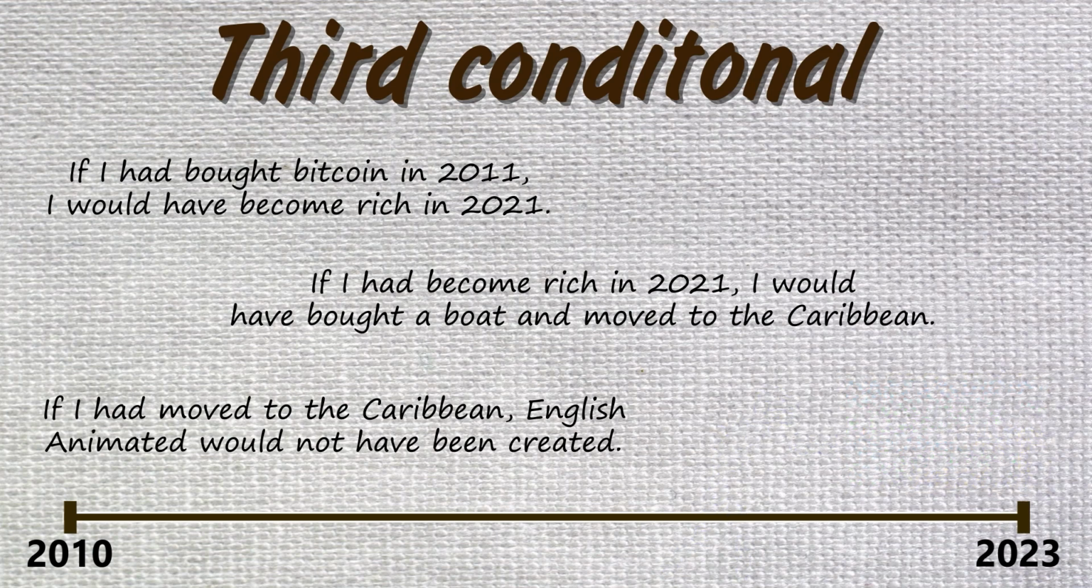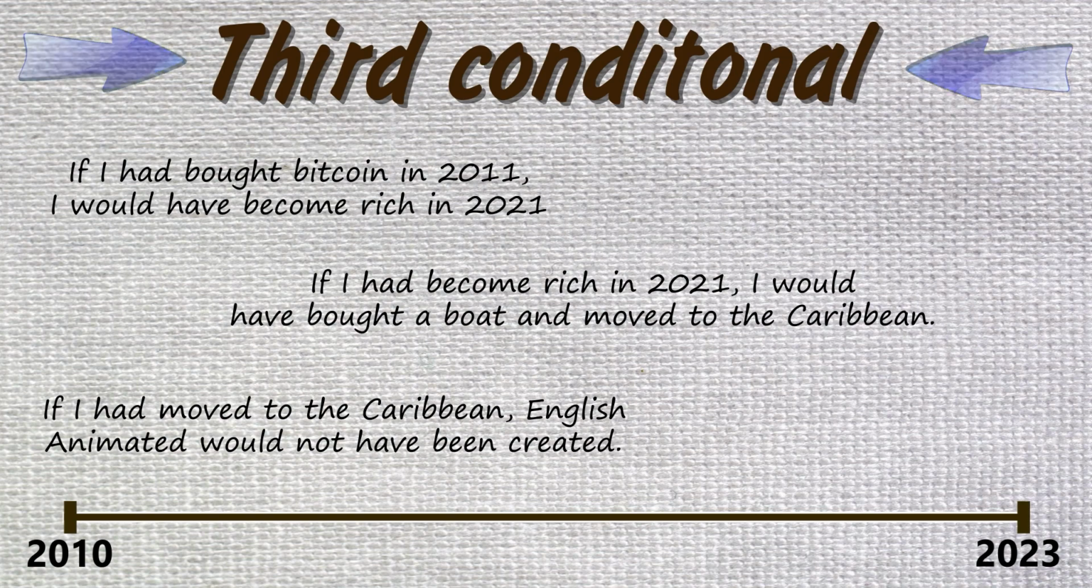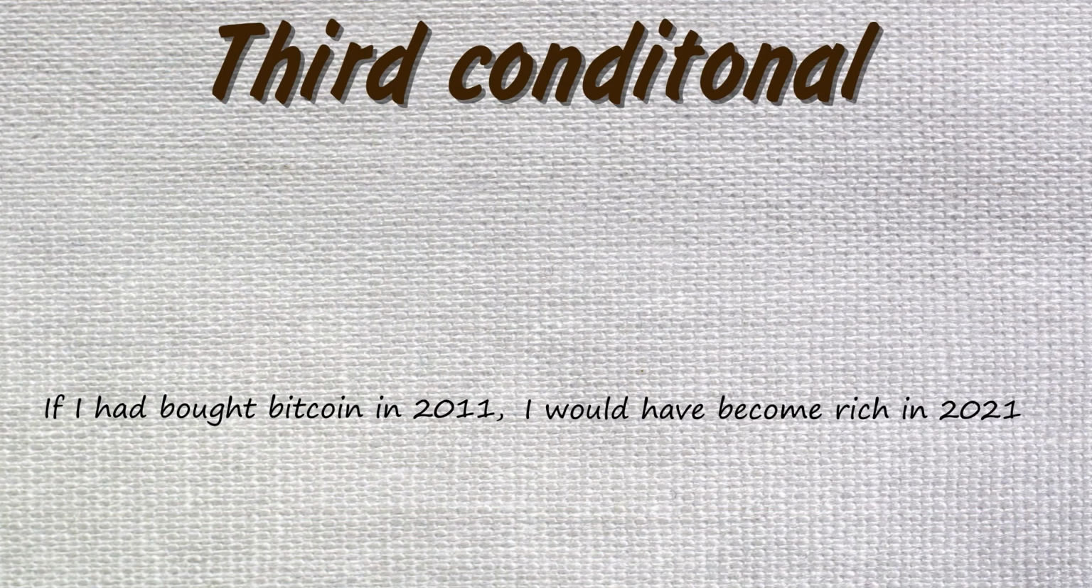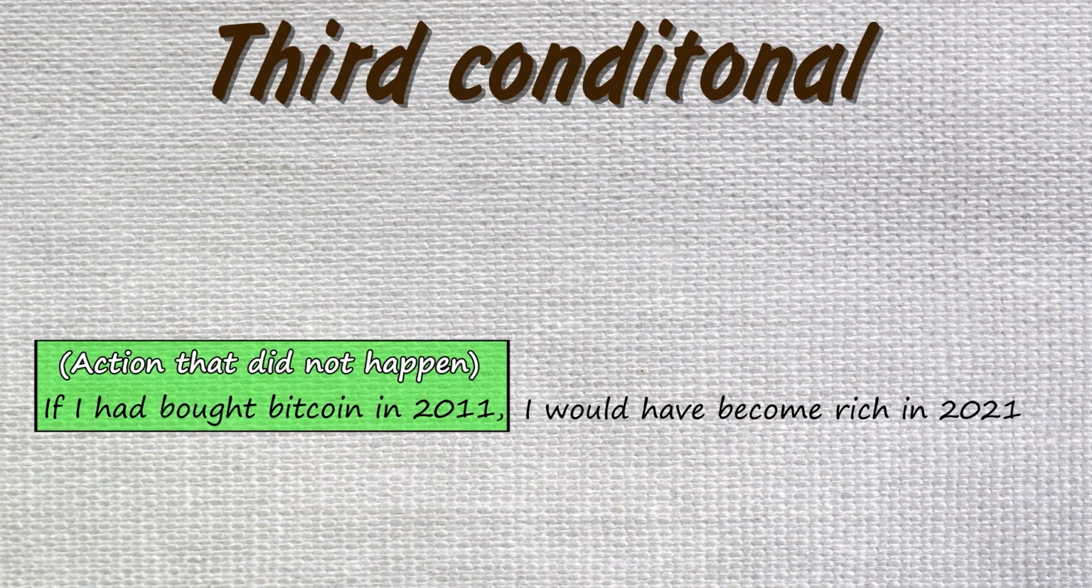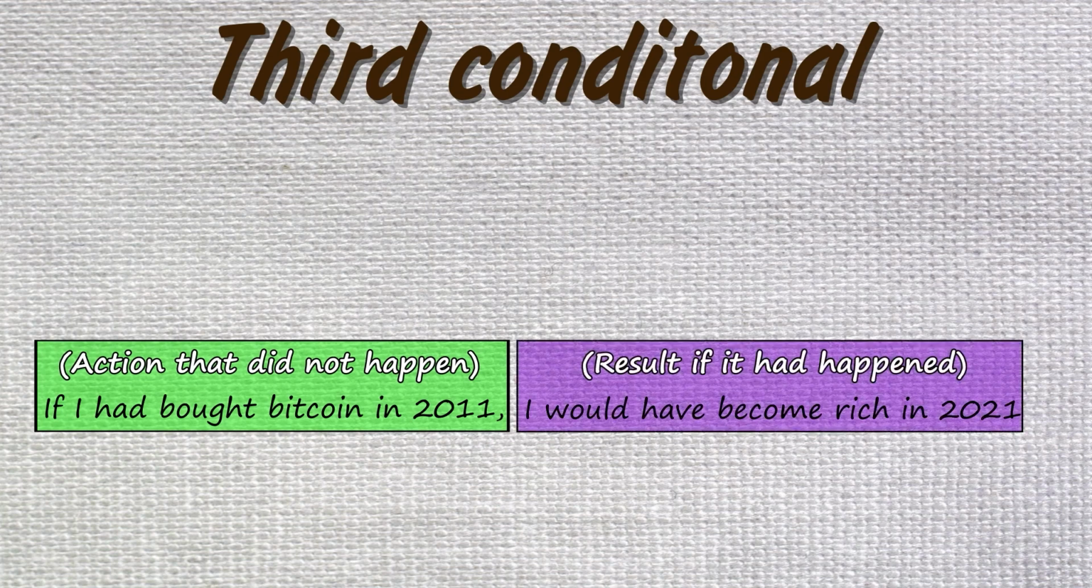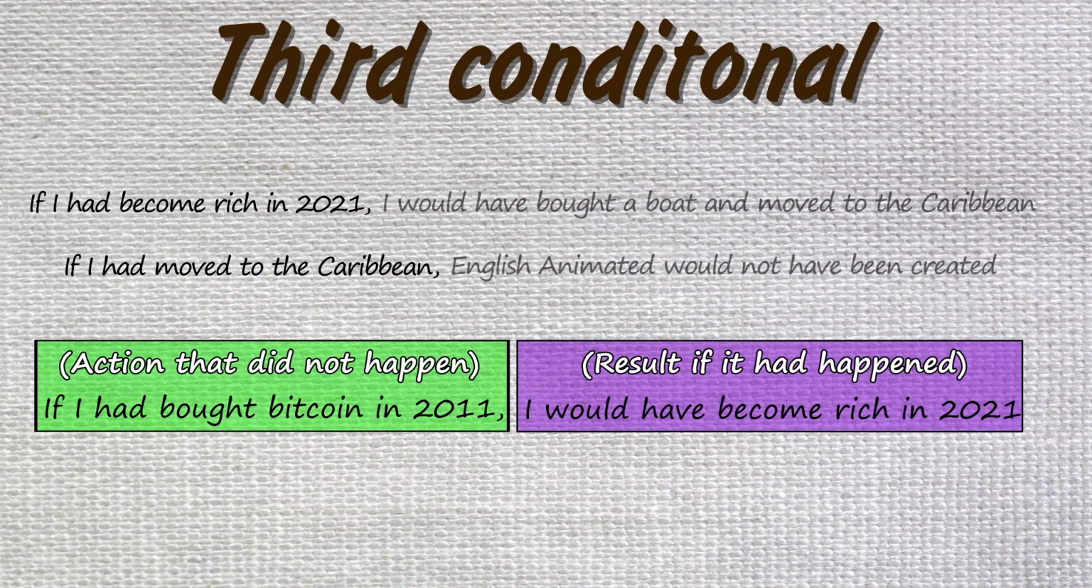These sentences are all examples of the third conditional. The third conditional is used to talk about actions in the past that did not happen, and the result if it had happened. The if clause describes the imaginary situation. So, all these things never happened, but if they did, this is what the result could have been.